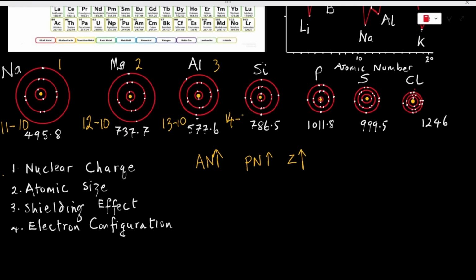Silicon is the 14th element, phosphorus, sulfur, chlorine, so you realize that as you move across the periodic table, the effective nuclear charges also increase.